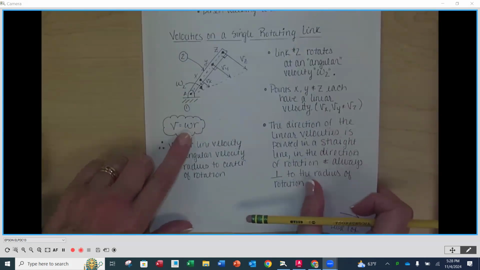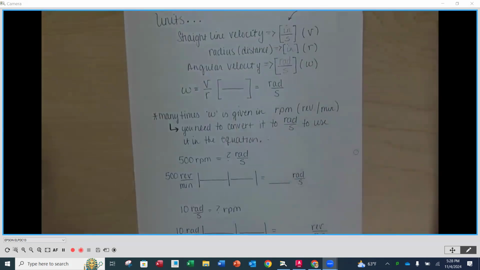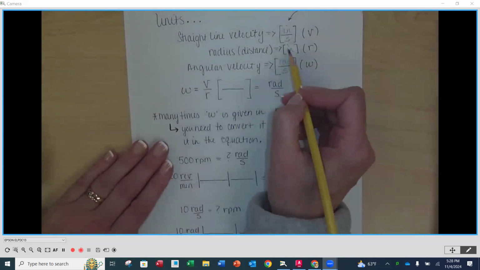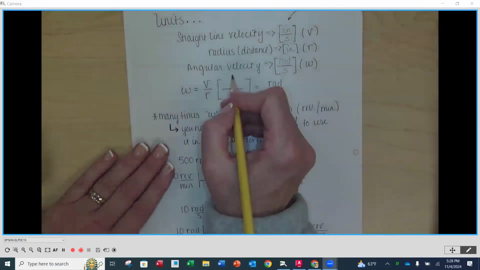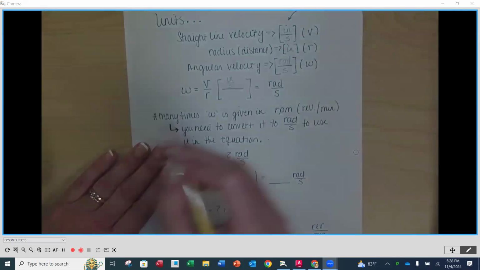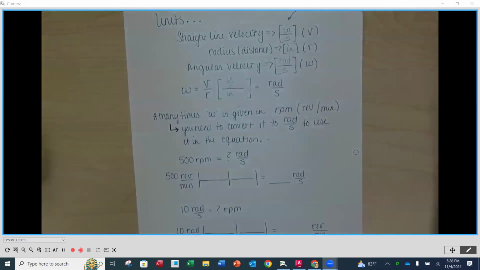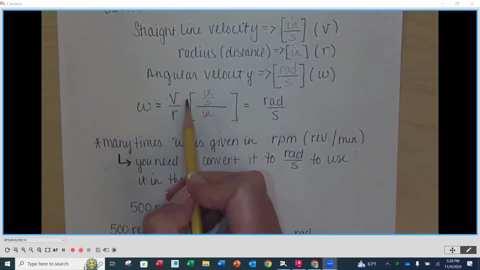But if we rearrange it to solve for W, we'll simply get V over R, or velocity divided by its radius or its distance from the center of rotation. So units wise, anything in these little square brackets is always referring to units, not numbers or variables. So if we look at the units here, we use inches per second on top for velocity divided by inches, okay? So fill that in, inches per second divided by inches, because these are the units for velocity.